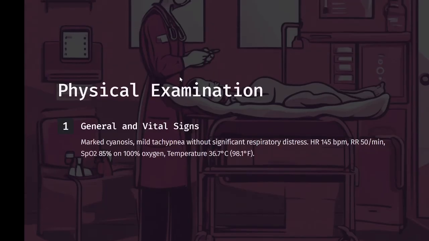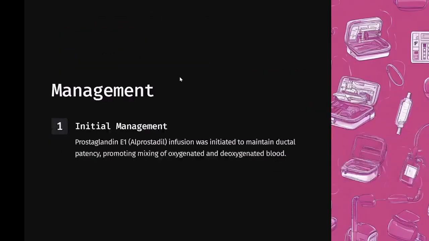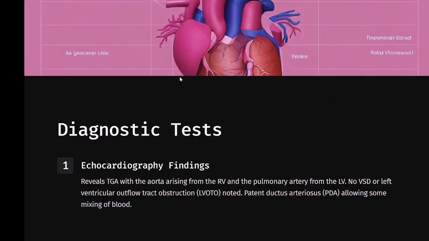Diagnostic tests. Pulse oximetry: persistent desaturation, SpO2 80 to 85% despite 100% oxygen. Echocardiography reveals TGA with the aorta arising from the RV and the pulmonary artery from the LV. No VSD or left ventricular outflow tract obstruction, LVOTO, noted. Patent ductus arteriosus, PDA, allowing some mixing of blood. Chest X-ray shows a narrow superior mediastinum and a globular heart, the egg on a string sign.